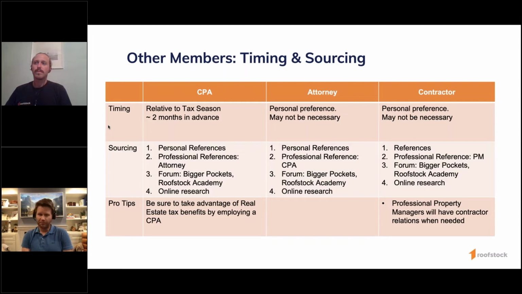But similar frame for sourcing of references, the professional references, property managers is a great one, just in that they're oftentimes in the weeds on the field services aspect, as well as forums and research.